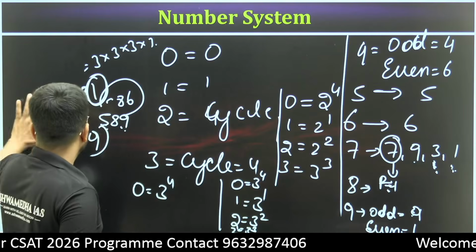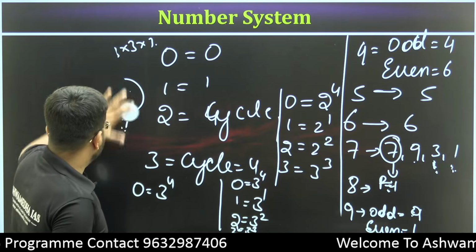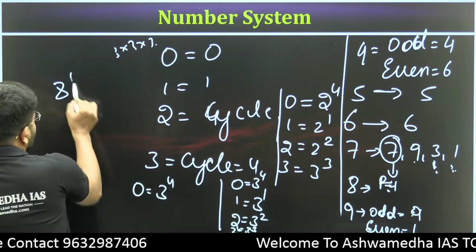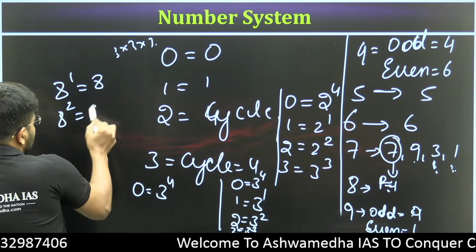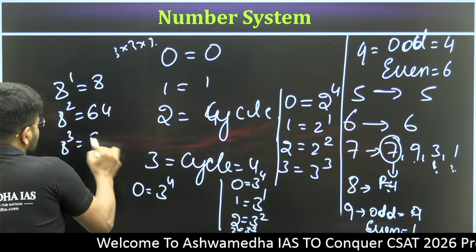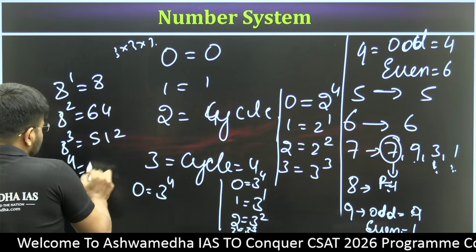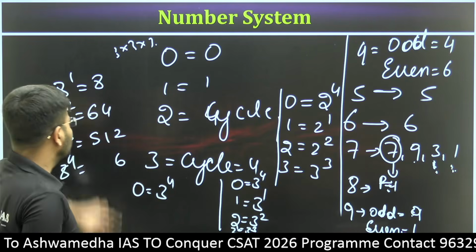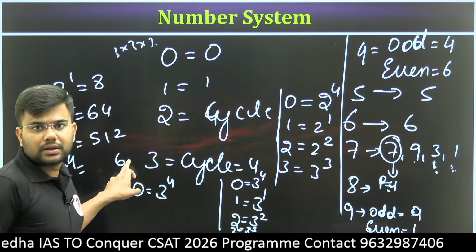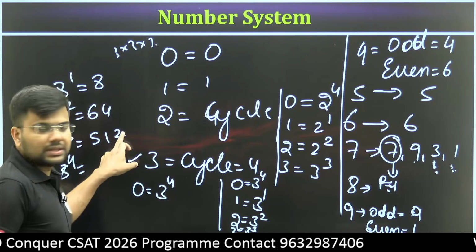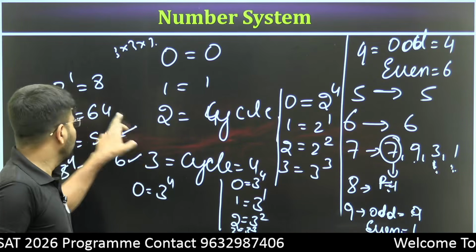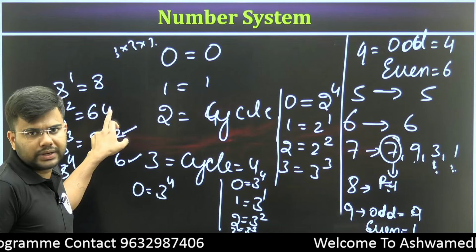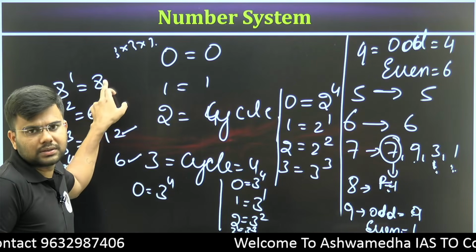We have found it out, I guess. I am writing so that you can make notes. So 8 power 1 is 8. 8 square is 64. 8 power 3 is 512. 8 power 4 is 6. Okay, 8, 4, 2, 6. If you get 0 as the remainder, the unit digit would be 6. If you get 3 as the remainder, the unit digit would be 2. If you get 2 as the remainder, the unit digit would be 4. If you get 1 as the remainder, the unit digit would be 8.